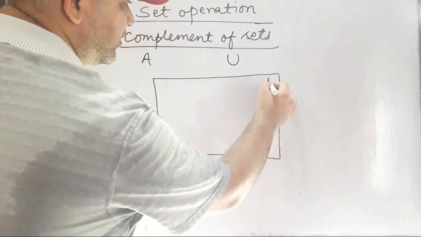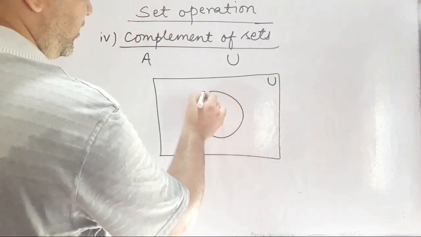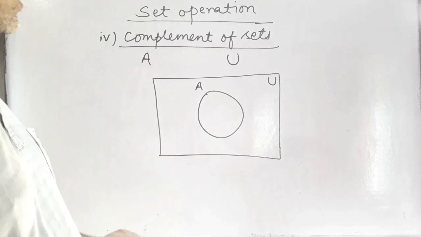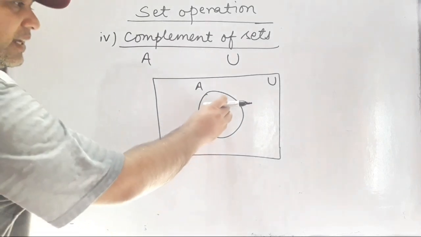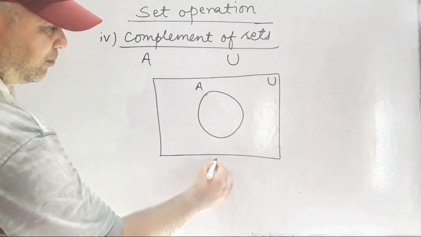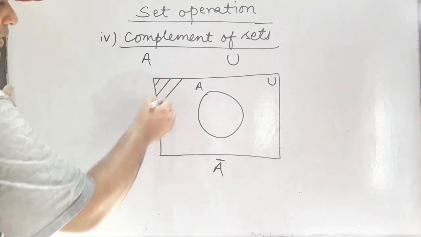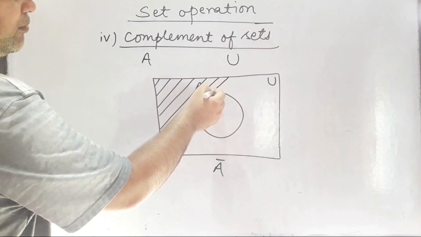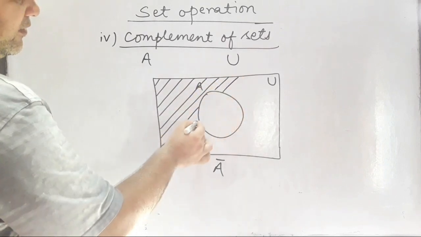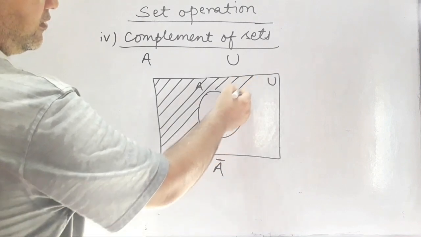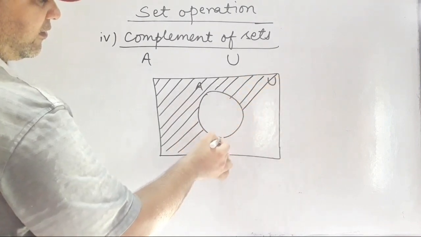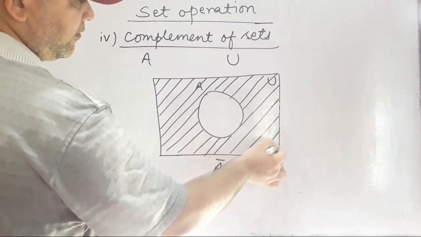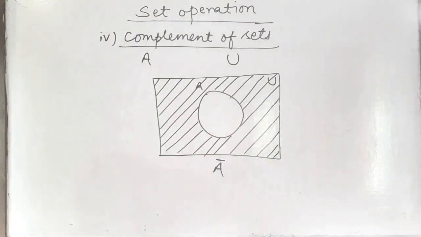Okay, this is a universal set and this is a set A, and as we know, the complement of the set A is the set of elements which are not contained in A. That means we cannot take A, except A. The A complement means the elements lie outside the set A. We will not take the set A, except the elements that are contained in set A. So this is the complement of set A.